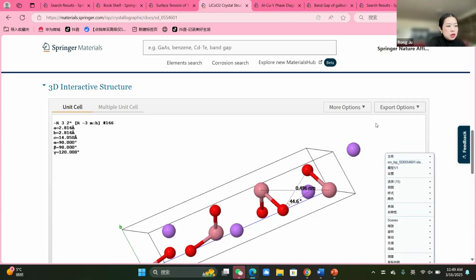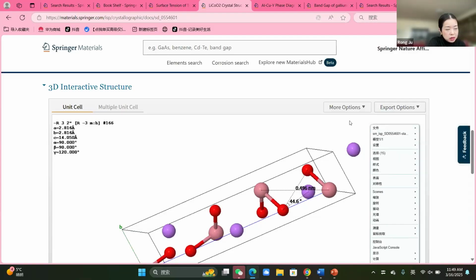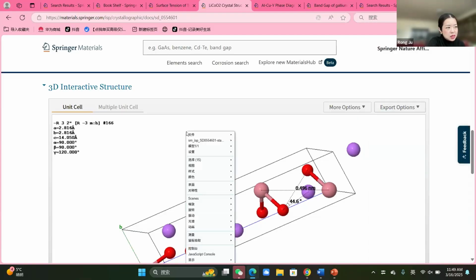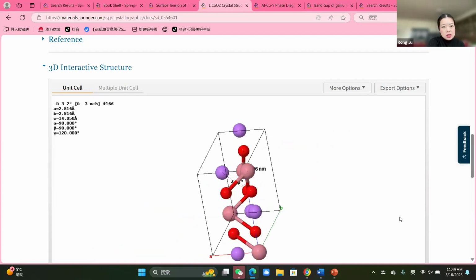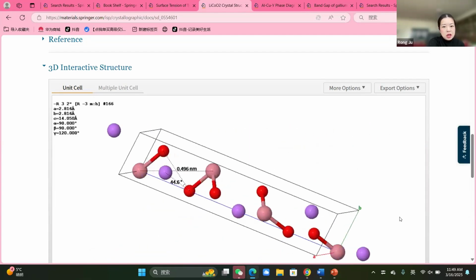So here, if you right click on the empty space, then you can have more functionality. The Windows system I'm using right now is in Chinese, but usually when you see them, they are in English. So for example, we can let the crystal structure spin. So there is a lot of visualization functionality built in.